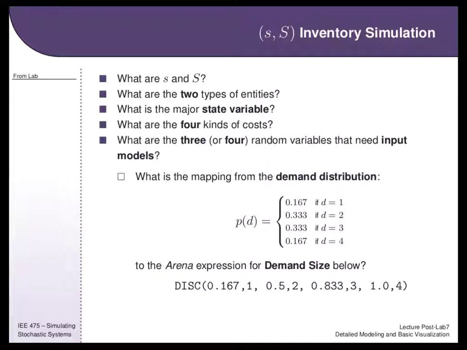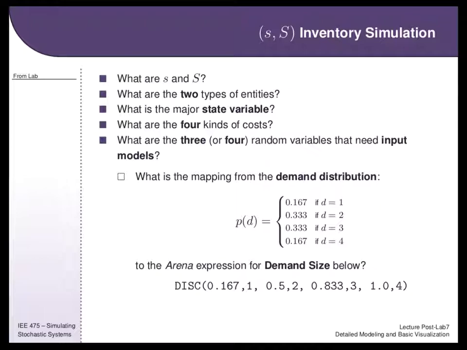But the big thing I wanted to say, because I've already seen this question come up, is if you're trying to implement this probability distribution for demand, so each time a demand comes in, it's either 1, 2, 3, or 4 with these probabilities. When you have to implement that in ARENA, you have to use DISC. Everybody initially wants to put these probabilities into DISC directly, but DISC takes cumulative probabilities. We saw that before the midterm, and we'll use this a lot moving forward as well. That's why these probabilities increase: 0.167, 0.5, 0.833, 1.0.